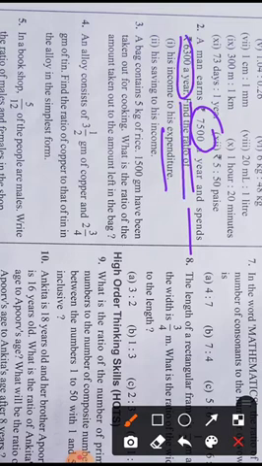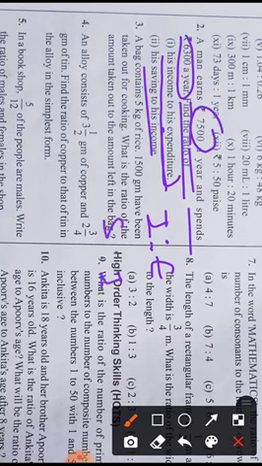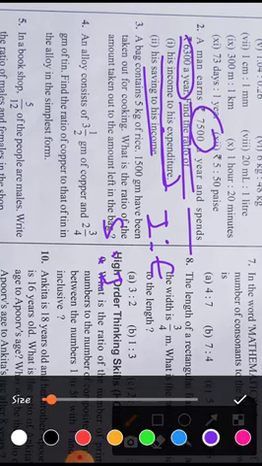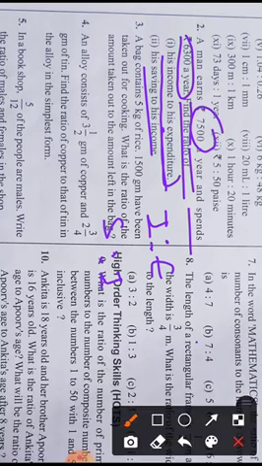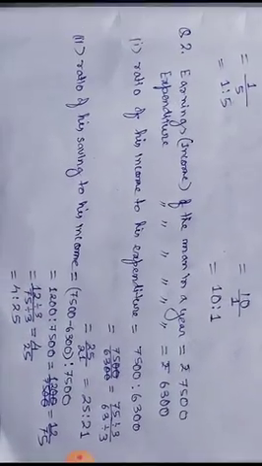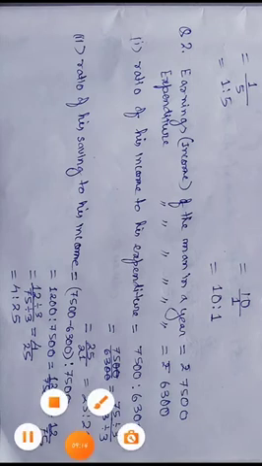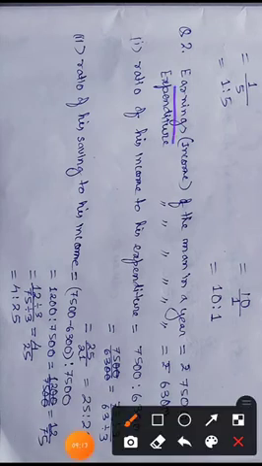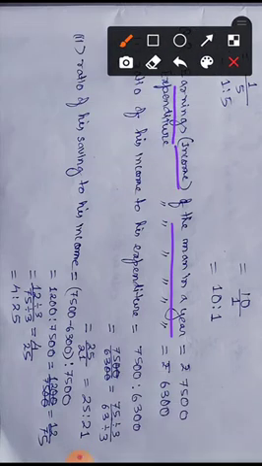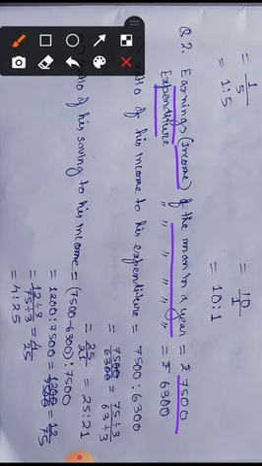Find the ratio. You have to find the ratio of his income to expenditure. That means income to expenditure. And in the second question, we have to find saving to income. So let us see the solution part. We have written earnings, means income of the man in a year, is equal to rupees 7,500.